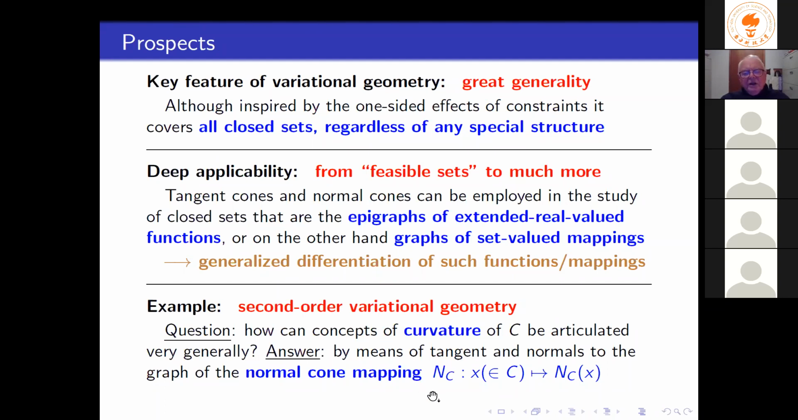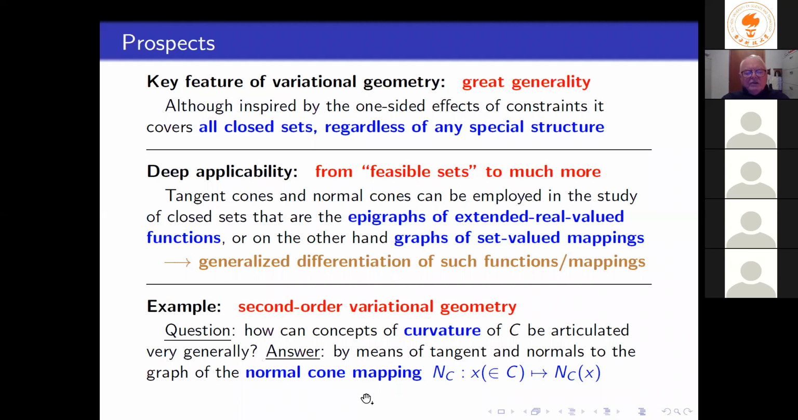So in particular, when you're dealing with the indicator function, you're actually dealing with the normal cone mapping. This is a set-valued mapping which takes a point and, if it's a point in the set C, assigns the normal cone. If it's a point not in the set C, it assigns the empty set. And this is a certain set-valued mapping that has a closed graph. And then you could differentiate that. And by differentiating that, you actually get something corresponding to a generalized second derivative function of the indicator function.